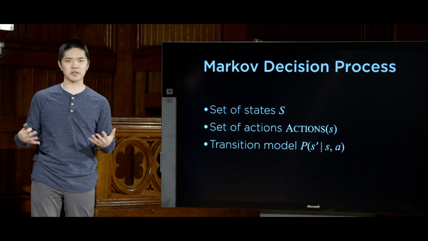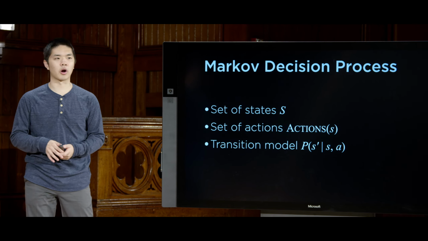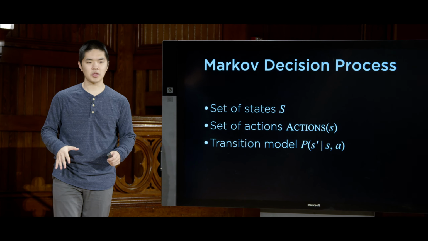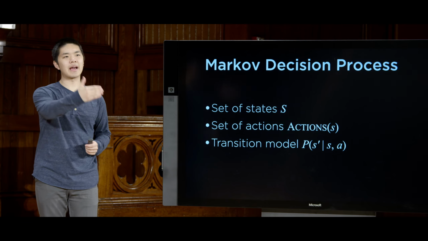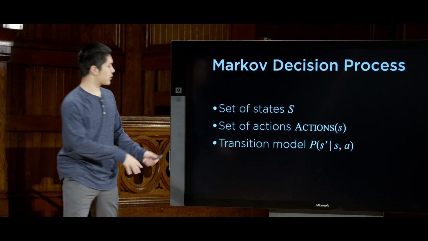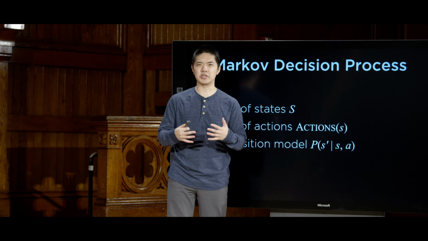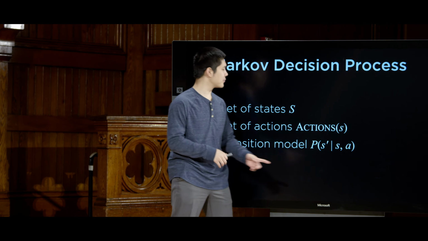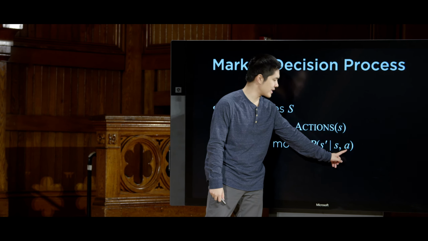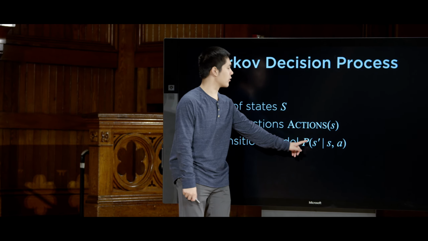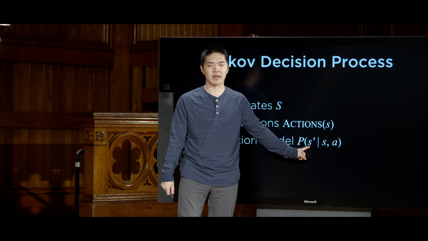Then we have some transition model. The transition model before just said that given my current state, what is the probability that I end up in that next state or this other state? The transition model now has effectively 2 things we're conditioning on. We're saying, given that I'm in this state and that I take this action, what's the probability that I end up in this next state?